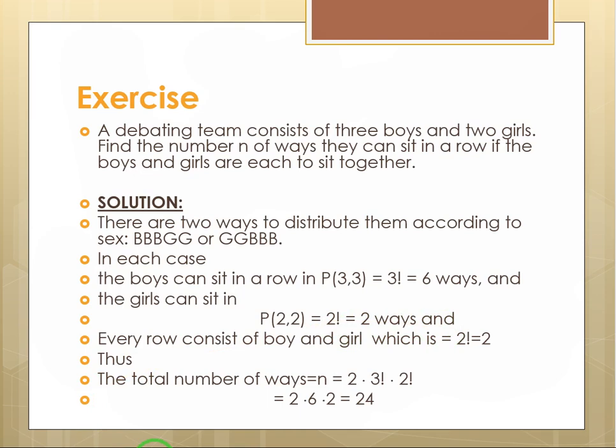So basically we need to find the total number of ways the boys and girls can sit together. In this case, how many arrangements of the groups can we have? 2: boys, girls, and girls, boys. So the arrangement of groups is 2 factorial, which is 2. So the boys were 3 factorial, the girls were 2 factorial, and the total number of group arrangements is 2. If you multiply them, we have 24 ways that the boys and girls can sit together.